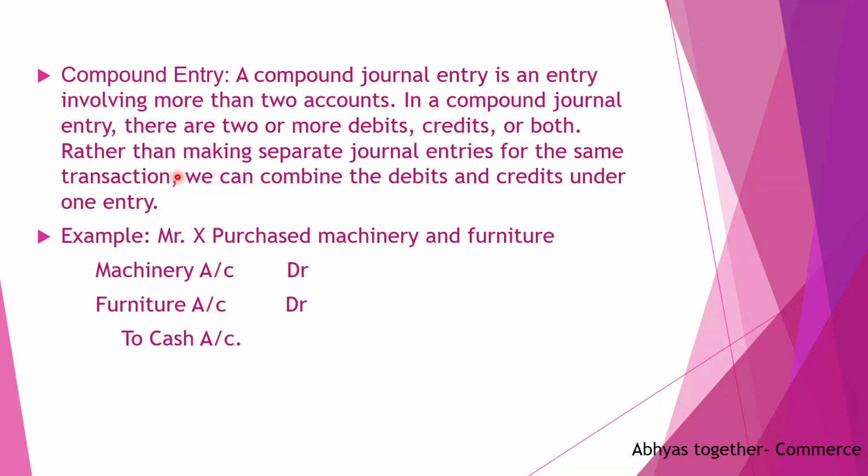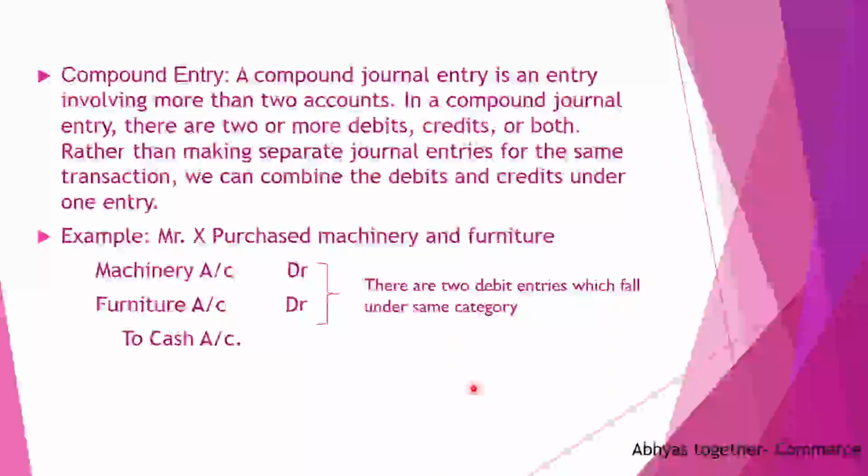For example, X purchased machinery and furniture. See, he is purchasing machinery and furniture. Both are purchases only, and for both he is paying cash, right? So, machinery account, furniture account, what is going outside? Cash is going outside. So, machinery account debtor, furniture account debtor to cash account.